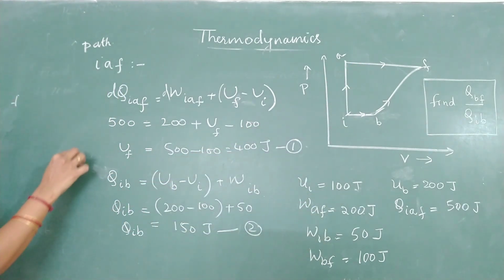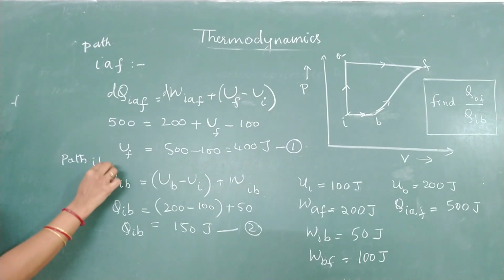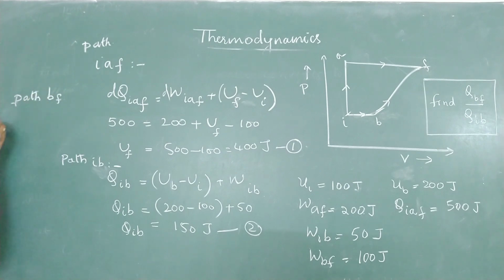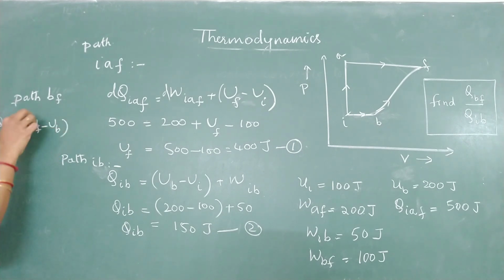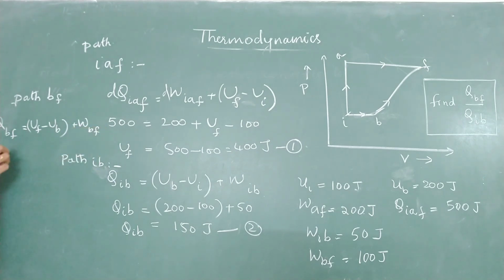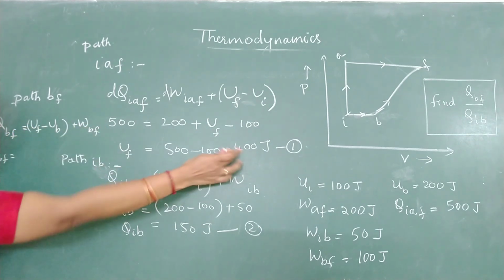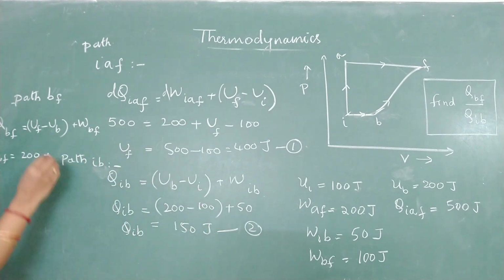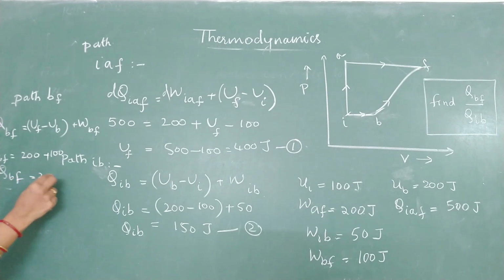Again apply the first law for the process B to F. This was for the path IB. Now for the path B to F. Total energy supplied from B to F should be UF minus UB, the change in internal energy, plus the work done from B to F. So QBF is equal to U final 400 minus UB 200. So I will make it 200 plus the work done from B to F according to the question, 100. So QBF is coming out to be 300 joules.